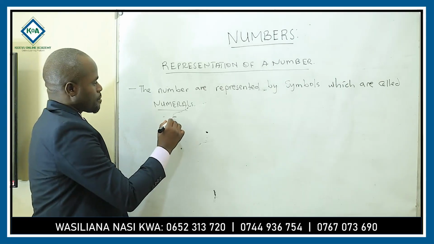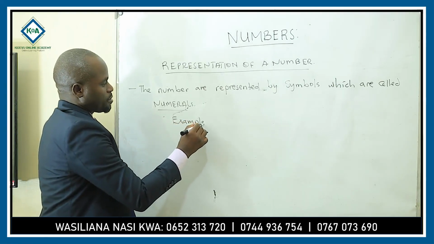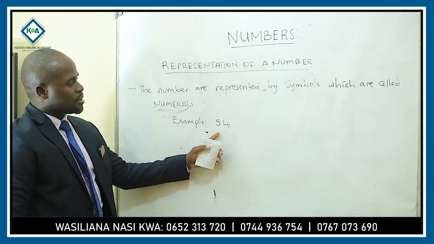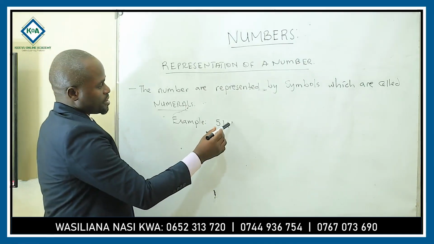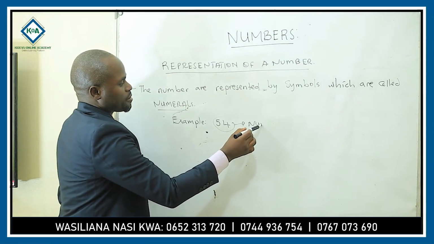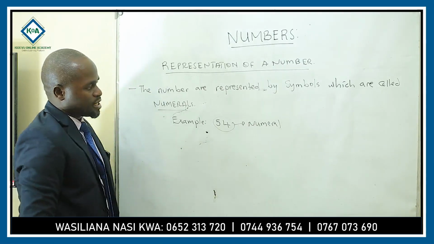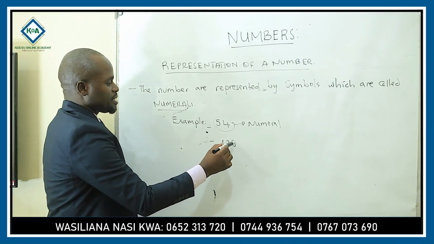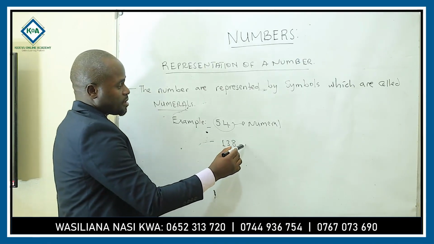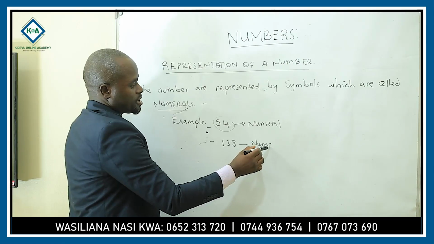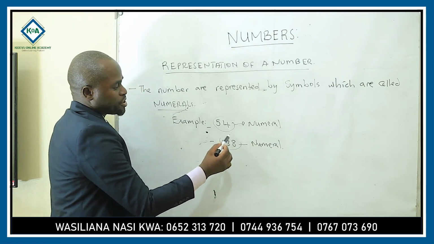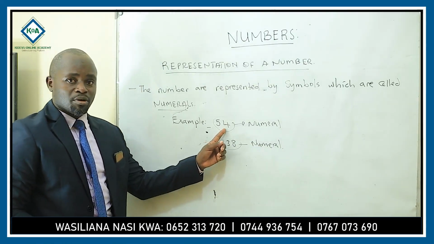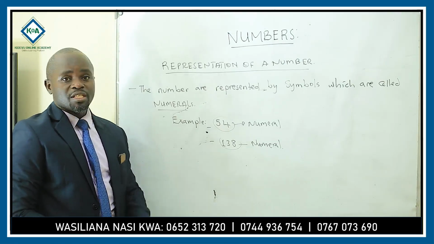For example, if you have 54. Now 54 is a number which is a numeral. So all of this is a numeral. Also, maybe 138. This is a number, but also this is a numeral. So this is a symbol which is used to represent the number 138. But also this is a symbol which is used to represent a number which is 54.